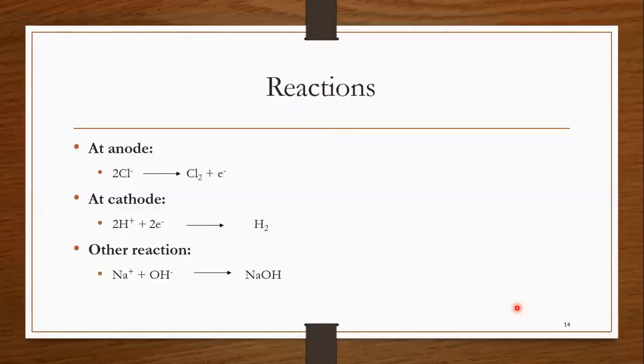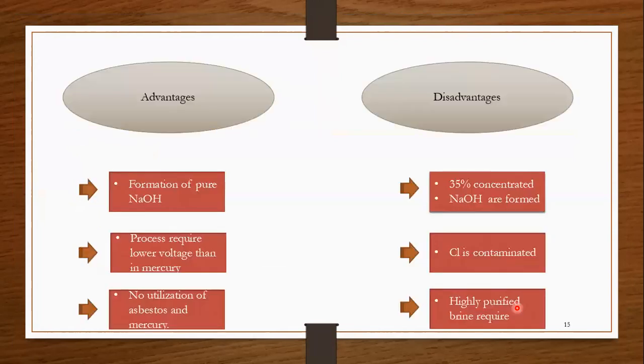These are the same reactions which we discussed in the diaphragm cell. So the advantages: formation of pure NaOH, the process requires lower voltage than in the mercury cell, and no utilization of asbestos and mercury. The disadvantages are that only 35% concentrated NaOH is formed, chlorine is contaminated, and highly purified brine is required.